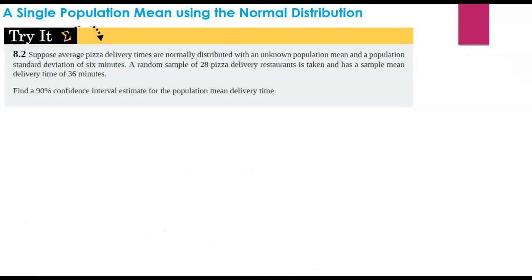Here's another try-it exercise you should work through to see if you can get the result for this. You should stop the video now and do this practice. (8.2) Suppose average pizza delivery times are normally distributed with an unknown population mean and a population standard deviation of 6 minutes. A random sample of 28 pizza delivery restaurants is taken and has a sample mean delivery time of 36 minutes. Find a 90% confidence interval estimate for the population mean delivery time.